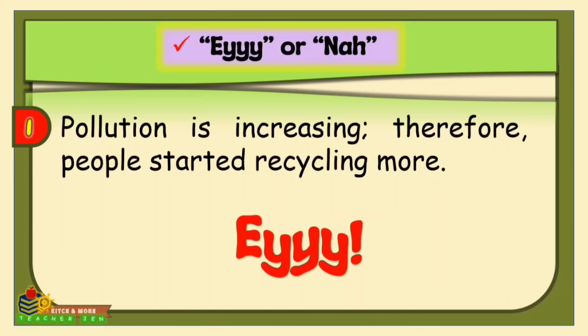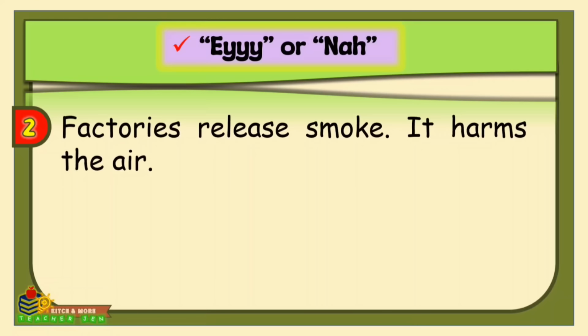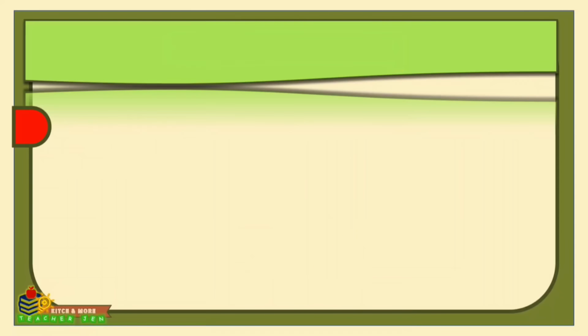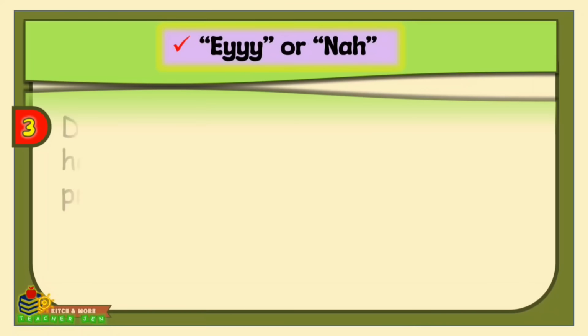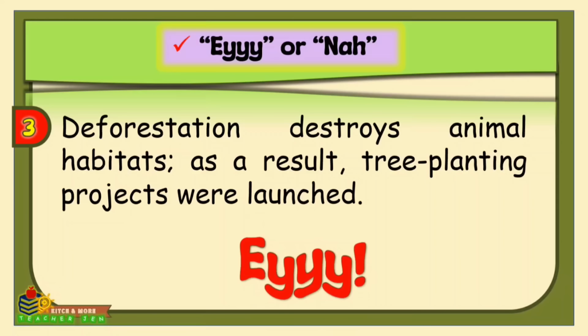Hey, that is right. And this one. Factories release smoke. It harms the air. Nah, there is no transition marker used. Next, number 3. Deforestation destroys animal habitats. As a result, tree planting projects were launched. Hey, that is another one, and it uses the transition marker, which is as a result.